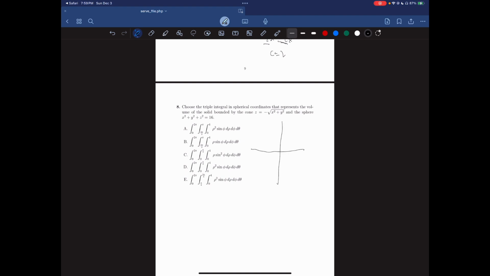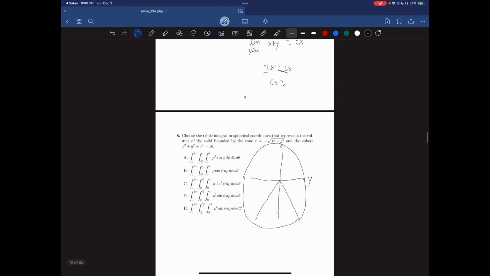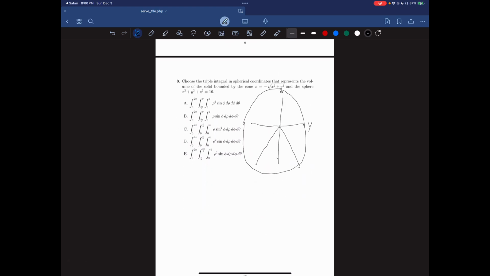So let's consider this is the YZ cross section. This is going to be our cone right here, and our sphere is going to be something like this. This is just the top half of the sphere, but we can complete it like this. That looks more like an ellipse, but it's all good here. Okay, and the area that we're looking for is the area bounded. So it's just this stuff right here.